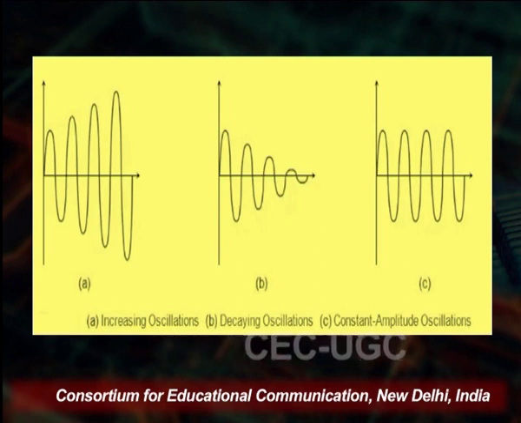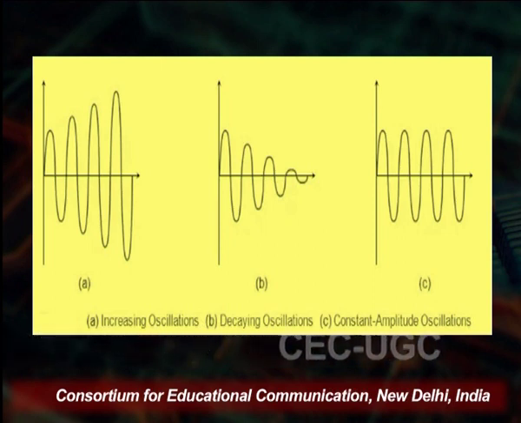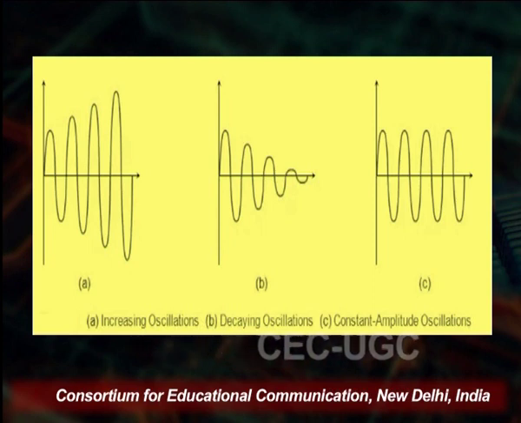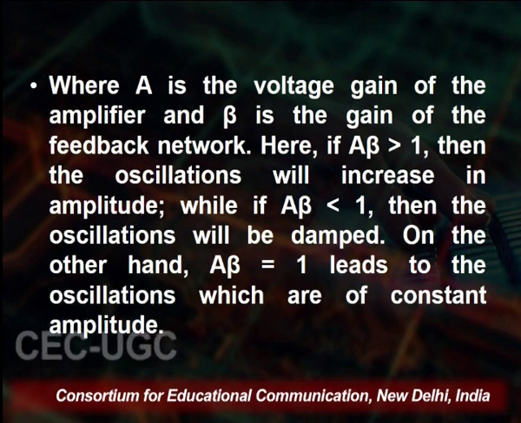So, here we have the 3 cases, and we have seen in the figure that in one case A beta is greater than 1, in the second case A beta is less than 1, and A beta equal to 1 represents the gain in the circuit. Now we have the 3 cases: A beta greater than 1, A beta less than 1 and A beta equal to 1.